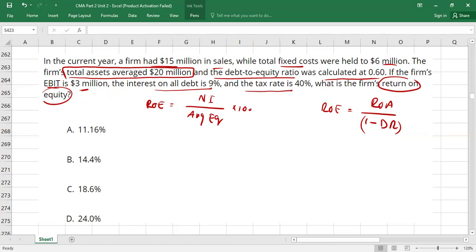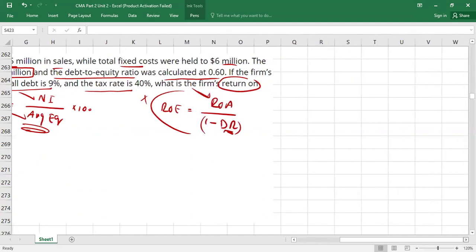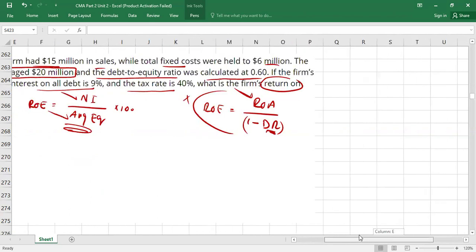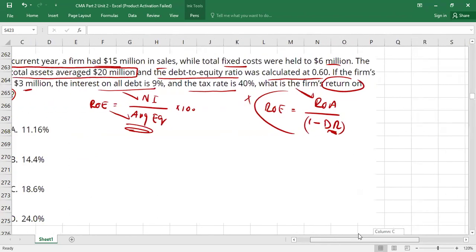So guys, please remember, this formula I cannot apply here now, because the debt ratio is given, but ROA, return on asset, is not given. Maybe I can try later, but I'll prefer the first formula because we can calculate net income and we can calculate your average equity also. Okay, so let's have a look at how you will calculate average equity first. Please remember again, as I told you.